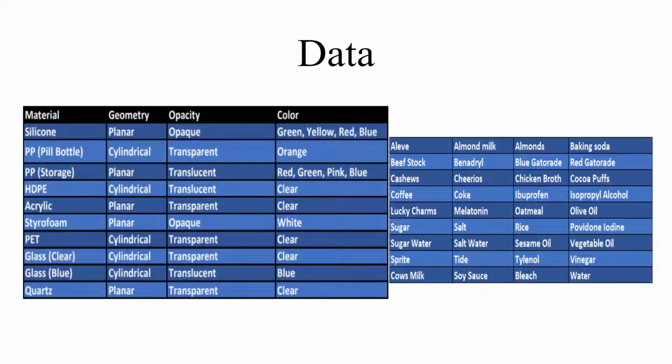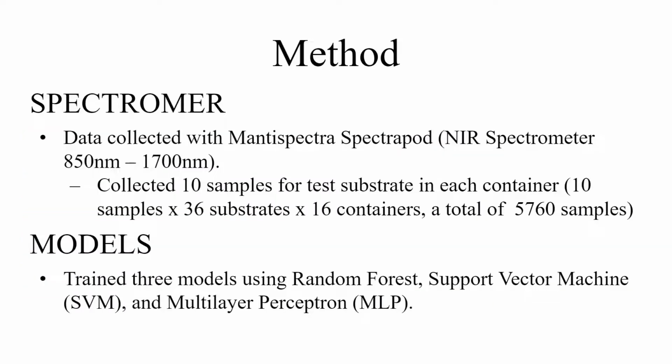In our experiments, we will take 10 samples of 36 substrates using 16 containers, making a total of 5,760 samples. The data will be collected using the Mentorship Spectropod, which is a handheld infrared spectrometer with a wavelength range of 850 nanometers to 1700 nanometers. We will then train our data using random forest, support vector machine, and multi-layered perceptron.